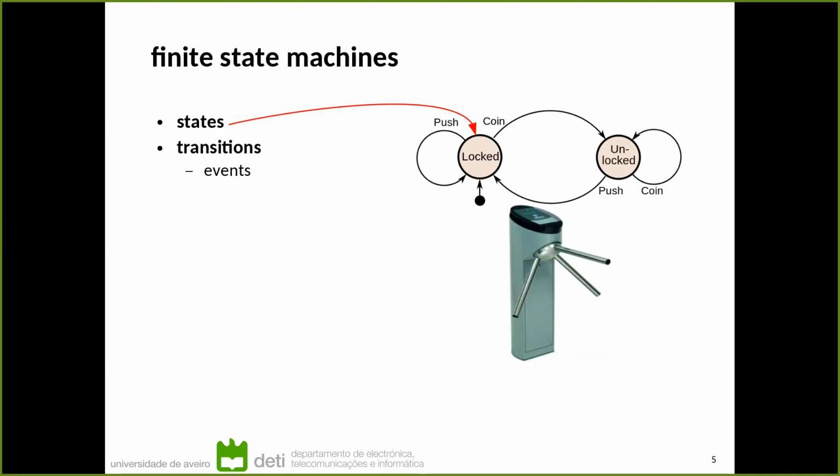So I have two states, locked and unlocked, represented by the circles, and I have transitions from one state to another state, or sometimes from one state to the same state. And I have events which represent what occurs and causes the transitions. And in this representation, we also have the definition of the initial state. So when the system starts, in this case, it starts in the locked state.